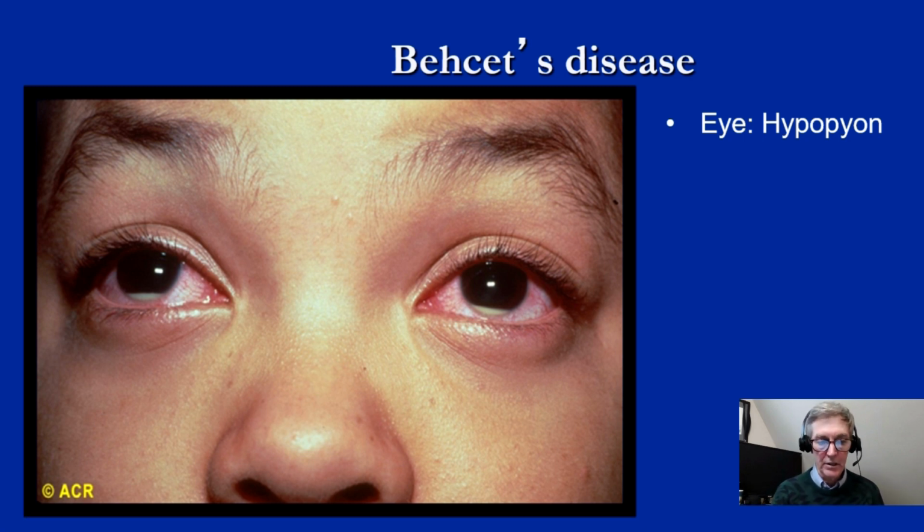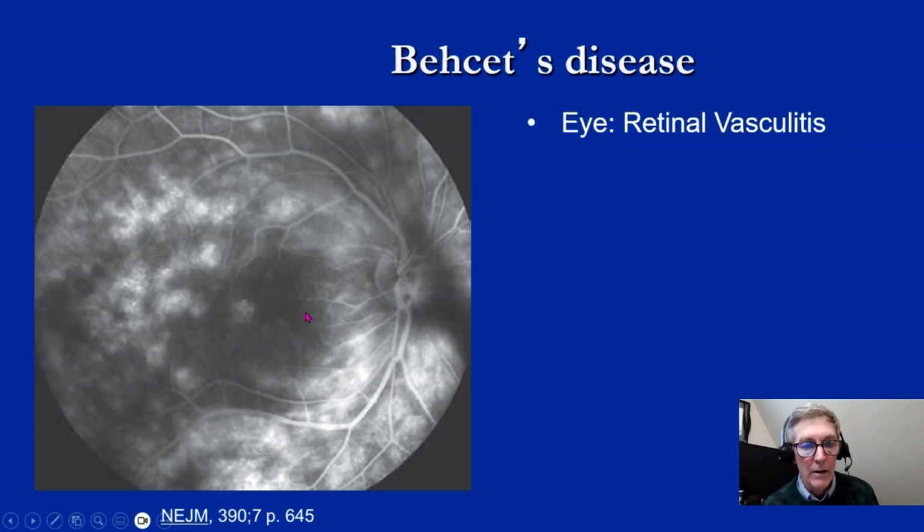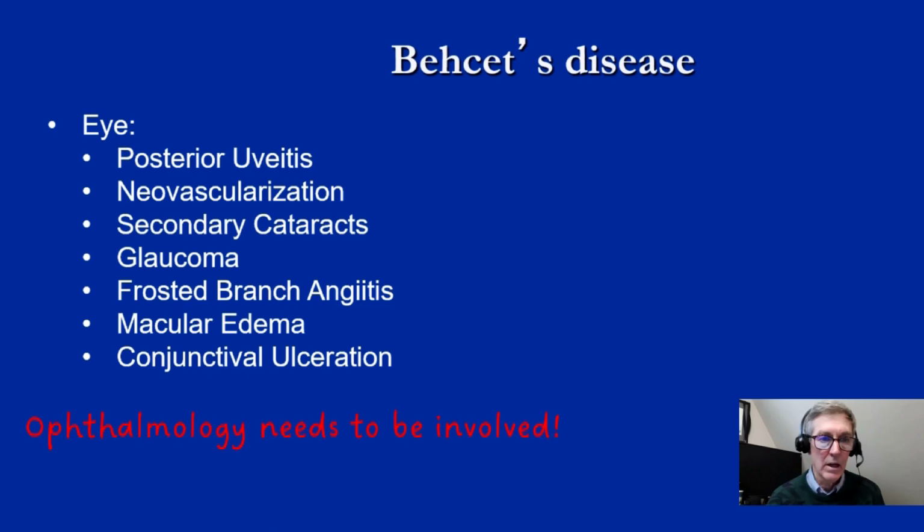Patients can also get a posterior uveitis, and this shows a retinal vasculitis. And what we see here is exudates from the blood vessels due to a vasculitis. Other things that can occur include neovascularization, cataracts, glaucoma, a frosted branch angiitis. They can sometimes have macular edema and conjunctival ulceration. And I think the bottom line of all this is if one encounters Behcet's, it's very important to get an ophthalmologist involved. And I'll say that the opposite of that has occurred when I was seeing patients. I was sometimes referred patients by the ophthalmologist.